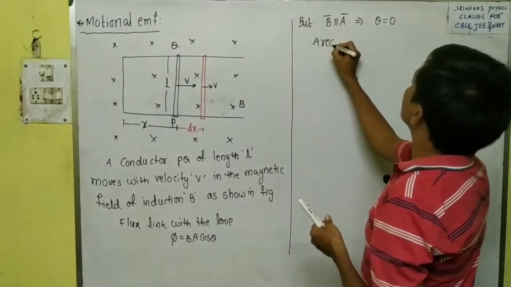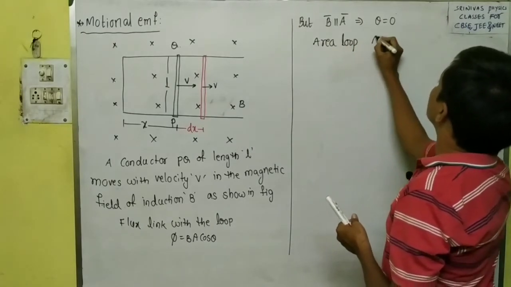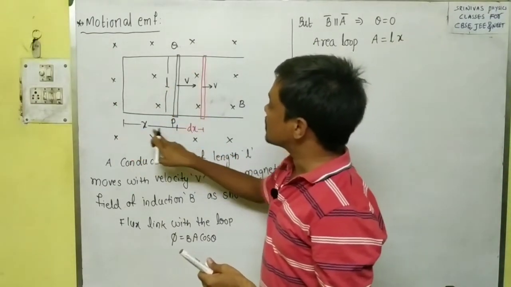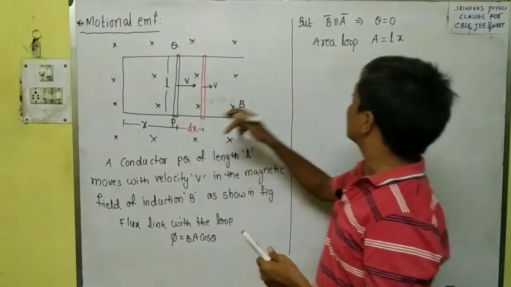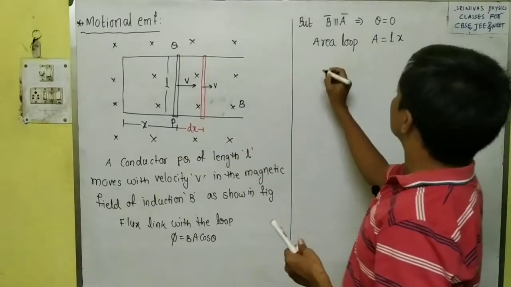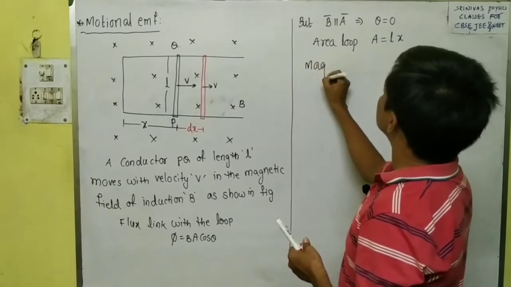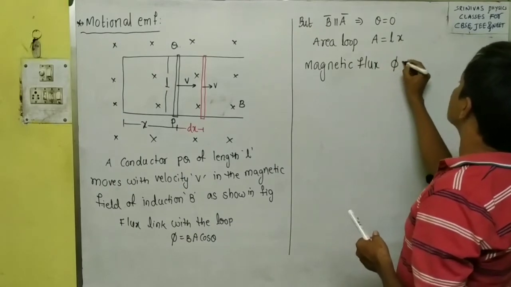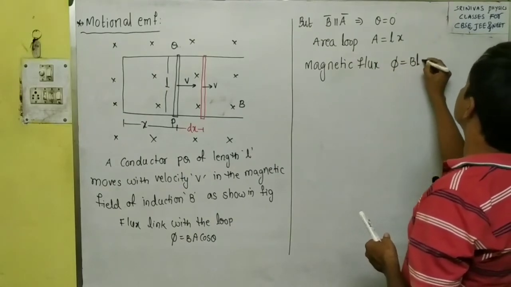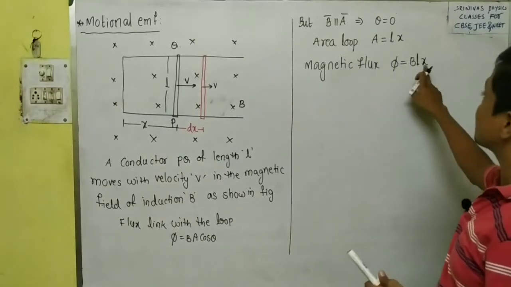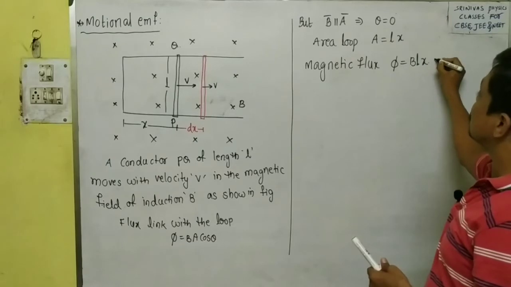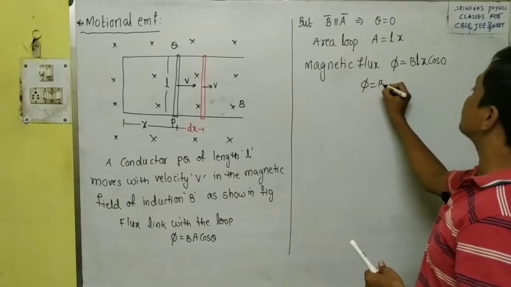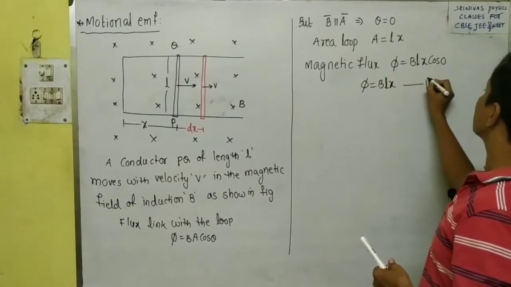The area of the loop, from the figure, is L x, length into breadth. The length of the conductor is L, and the distance from one end is x. We substitute this in the above equation. Then the magnetic flux is B into A, where A is L x, into cos 0, and cos 0 value is 1. Finally, we get the magnetic flux as BLx. This is equation 1.